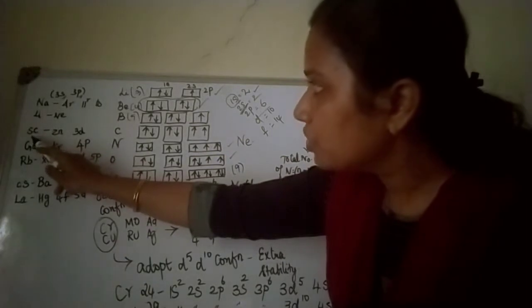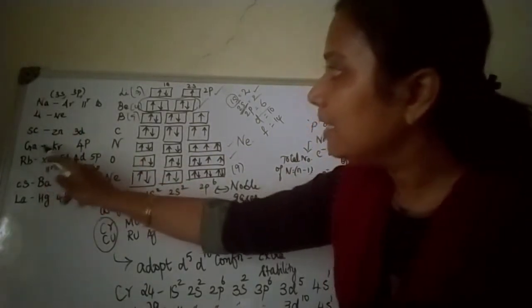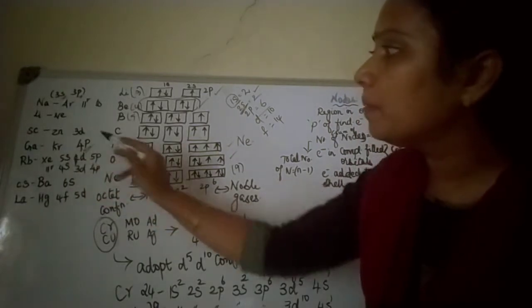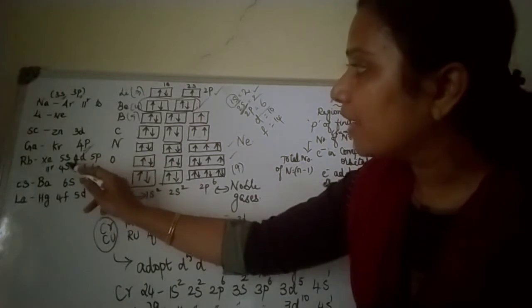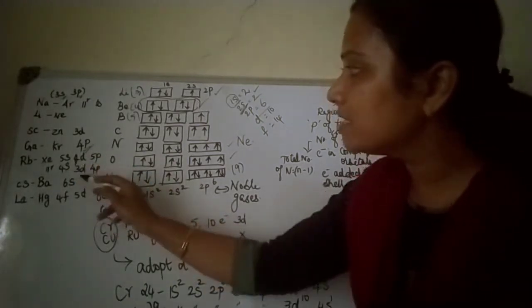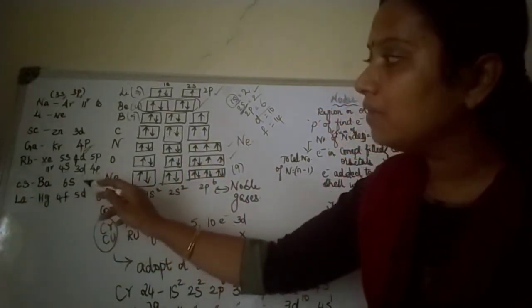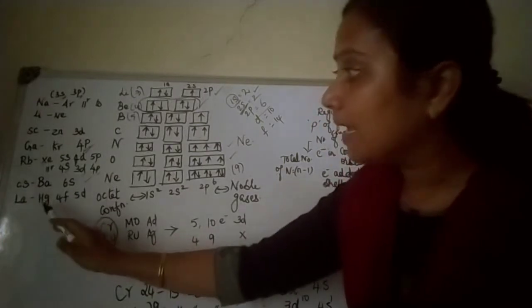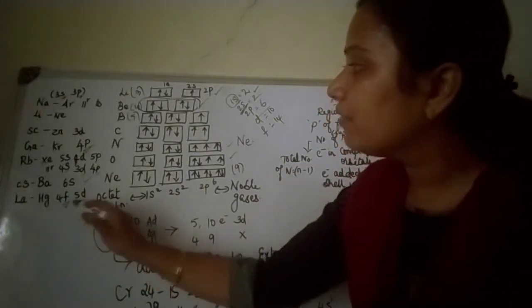Then from scandium to zinc, we will be filling 3d orbitals. Then from gallium to krypton, we will be filling 4p orbitals. From rubidium to xenon, we will be filling 5s, 4d and 5p, which is exactly similar to 4s, 3d and 4p. Then from cesium to barium, I will be adding 6s. From lanthanum to mercury, I will be filling 4f and 5d.